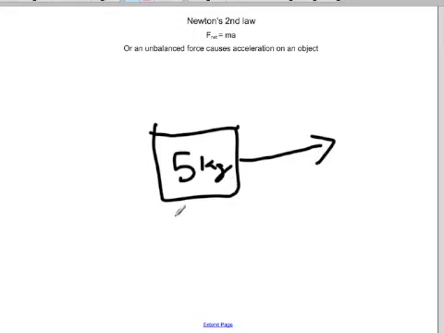Now, if he is accelerating, that means he's changing how fast he's going. And let's say that acceleration is 2 meters per second squared.